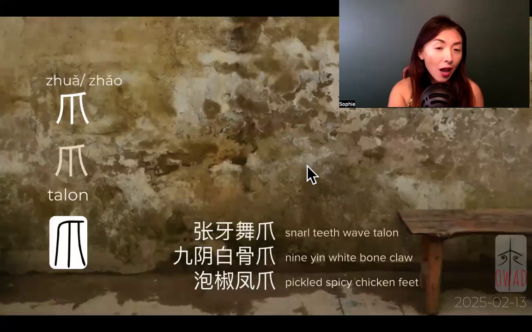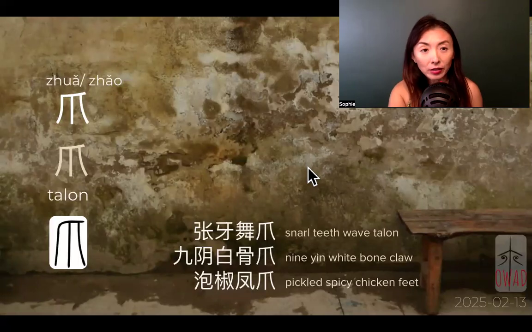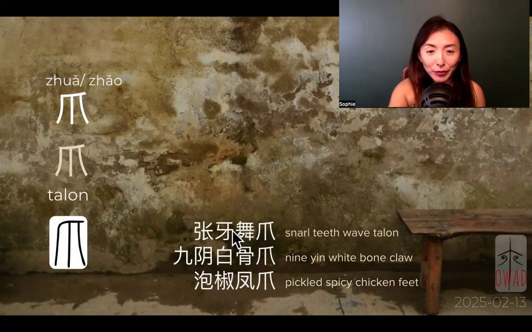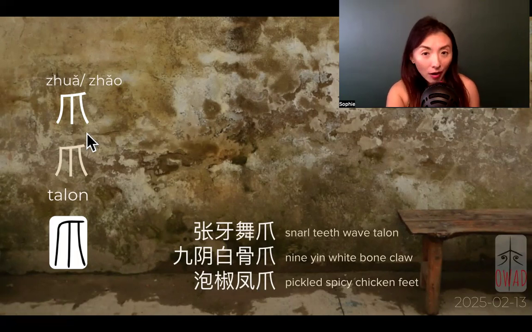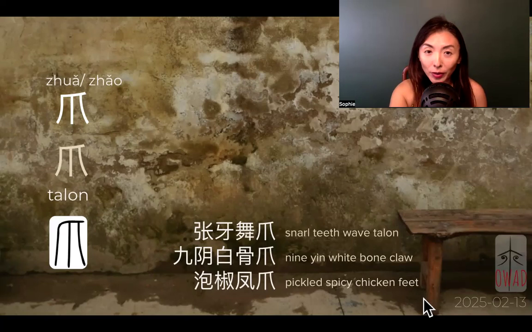Let's continue. In today's expression, or not expression, we have three expressions, but the character that we build these expressions with originally starts with a human body part, but eventually it was transferred more. As you can see, it's translated as talon or claw or chicken feet. So it's non-human body parts take over the major meaning. So there is this evolution of meaning on the same character.